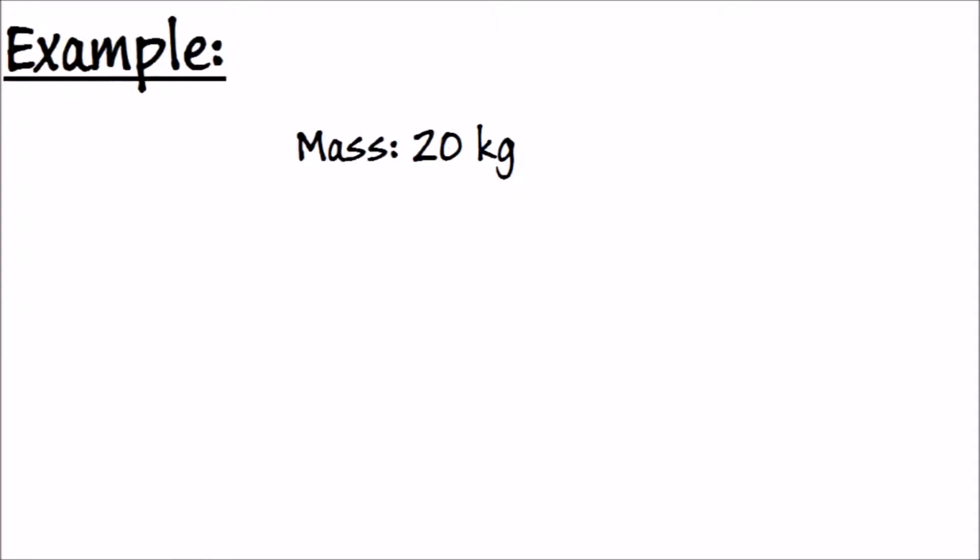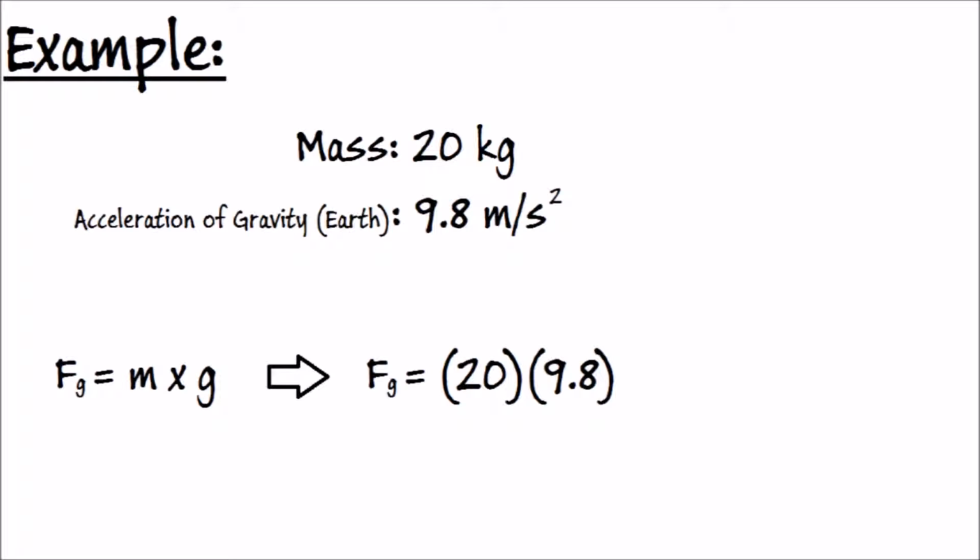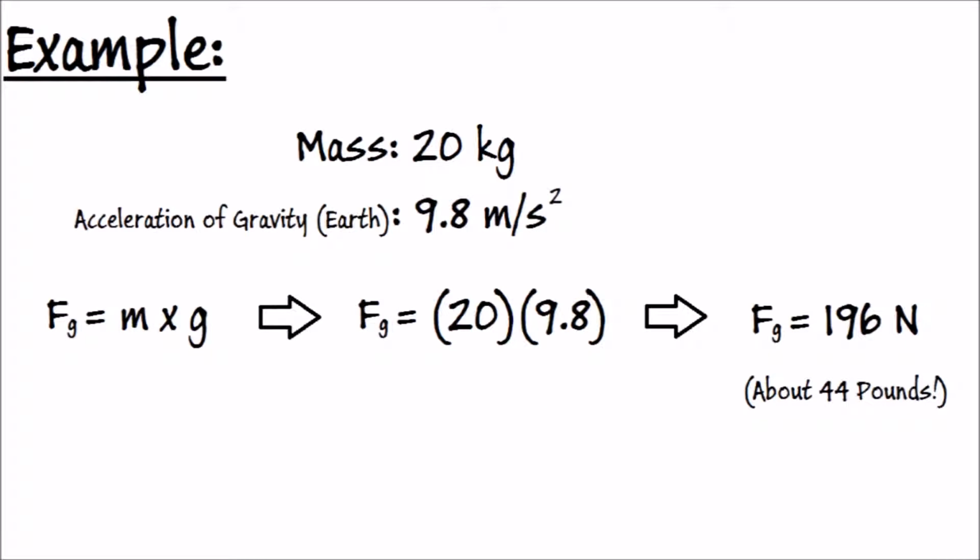So let's say that the mass of an object is 20 kilograms, and let's also say that that object is sitting here on Earth, where we have an acceleration due to gravity of 9.8 meters per second squared. If we pull up the equation that we just had on screen, we can find that the weight of this object, or the force due to gravity, is equal to the mass times the acceleration of gravity. Therefore, the weight of this object is 20 times 9.8, or 196 newtons, which translates to about 44 pounds.